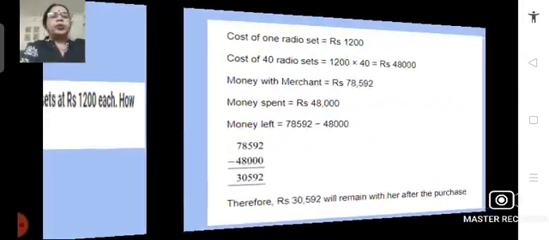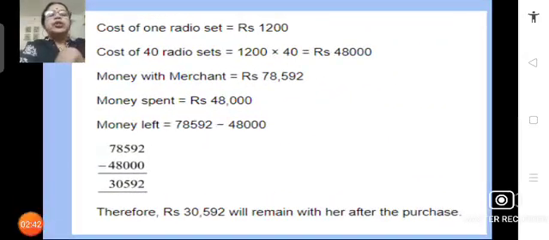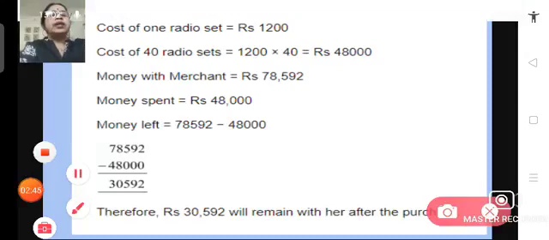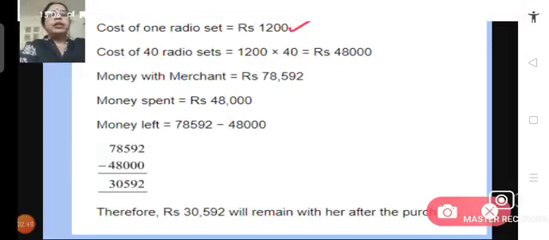Let's see how we solve this problem. So, the cost of one radio set is rupees 1,200. So, what will be the cost of 40 radio sets? It will be 1,200 multiplied by 40. That means rupees 48,000. This is the cost of 40 radio sets.